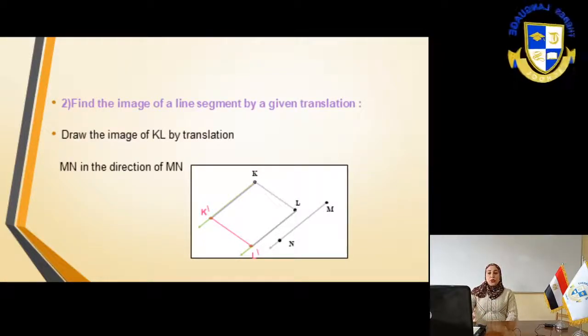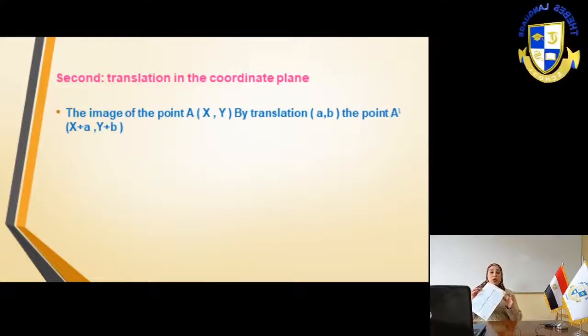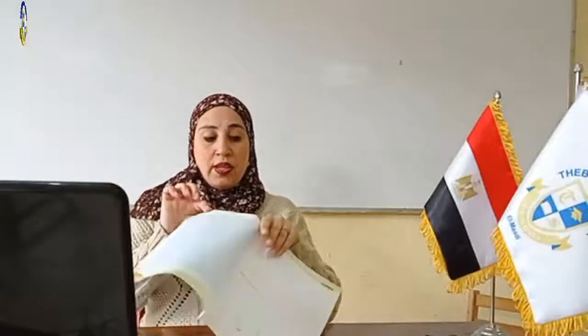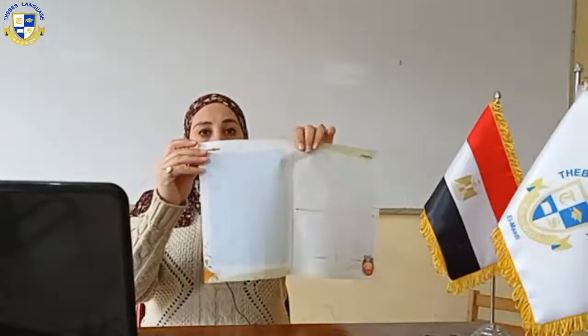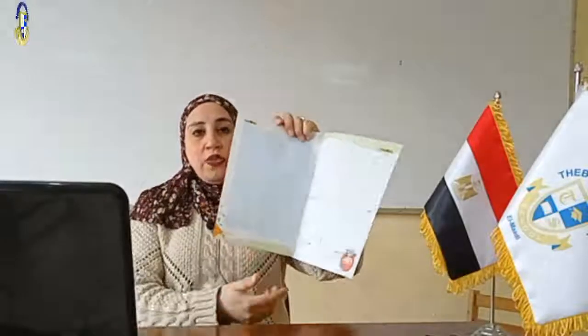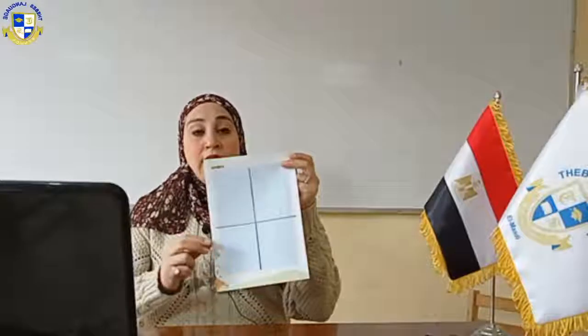Let's see the third type, translation in the coordinate plane. At the beginning, what is the meaning of coordinate plane? We used this graph paper before, and we just drew a line from the beginning and under it. But now we will use a coordinate plane, or Cartesian plane.